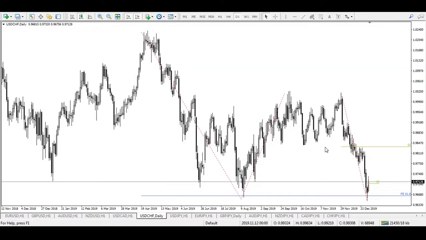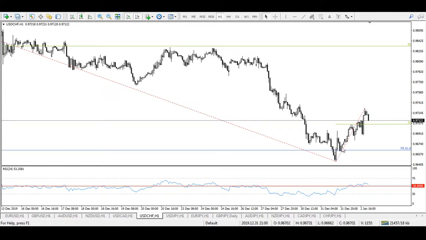So as long as this environment is going to continue, Euro USD and USD CHF will be trading similarly. Euro USD will be falling, USD CHF will be rising. And I was trying to understand the price action here.